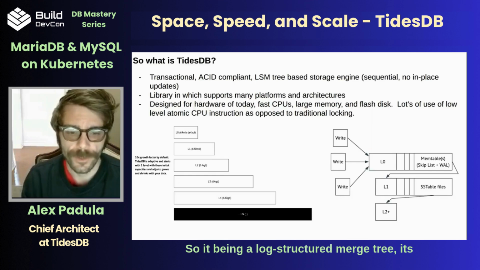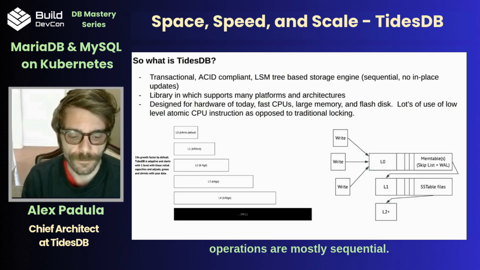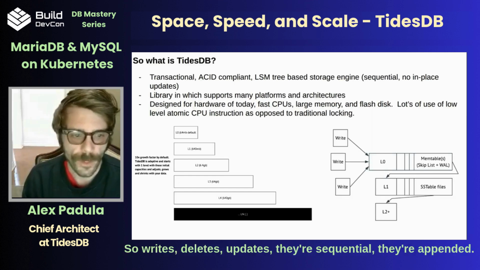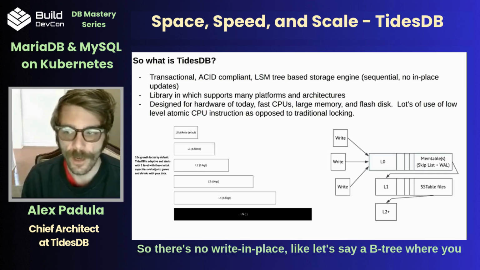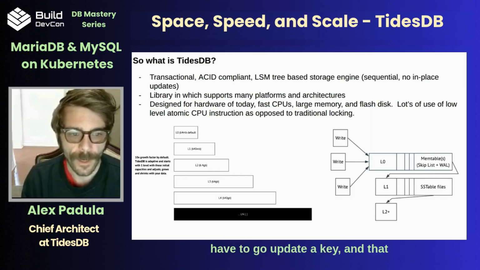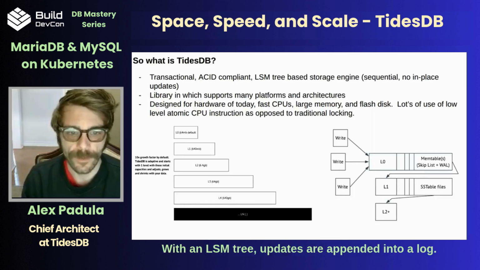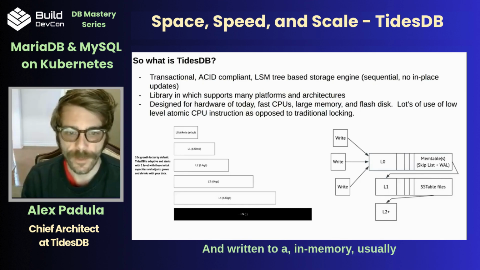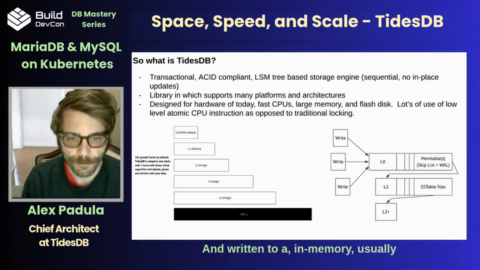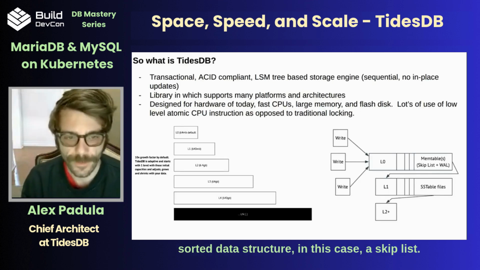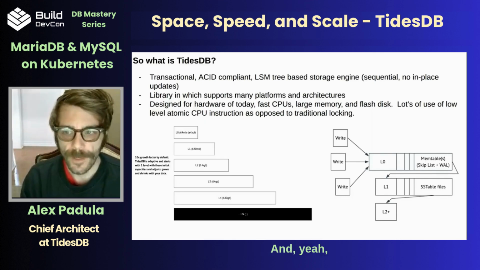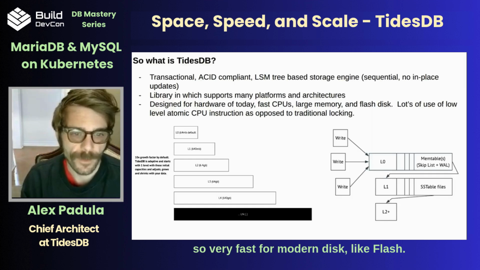So it being a log structured merge tree, its operations are mostly sequential. So writes, deletes, updates, they're sequential, they're appended. So there's no write in place, like let's say a B tree where you have to go update a key, and that update is done in place. With an LSM tree, updates are appended into a log and written to an in-memory, usually sorted data structure, in this case a skip list. And yeah, so very fast for modern disk like Flash.